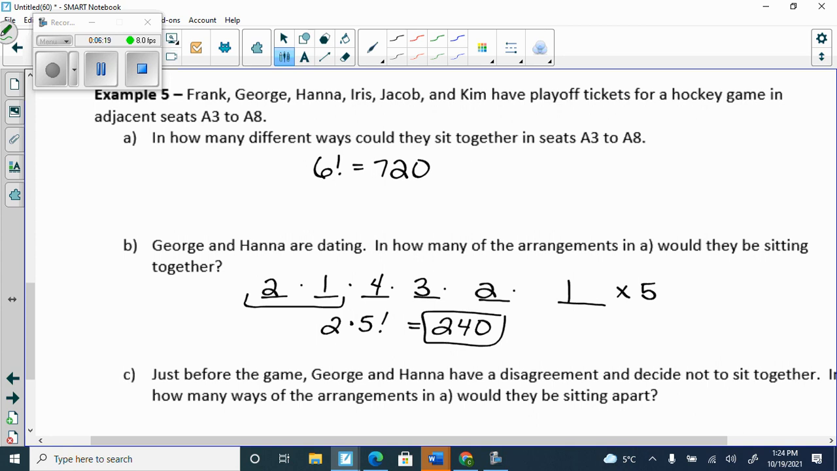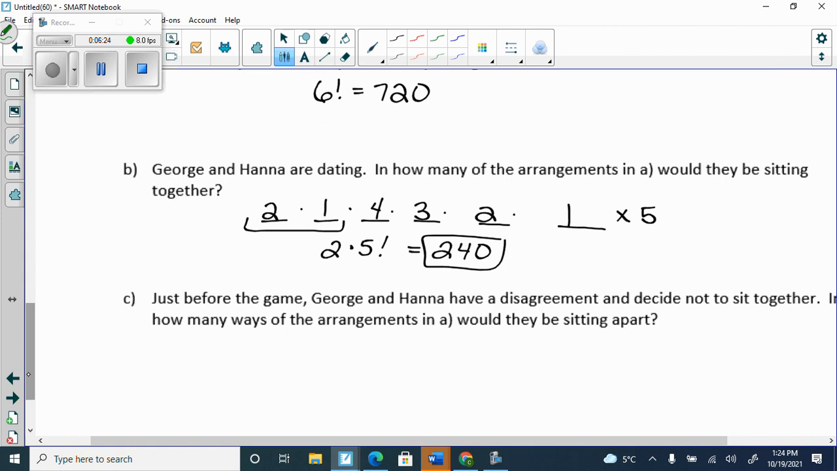240. So quite a few less. Correct? Okay. Steve says, just before the game, George and Hannah have a disagreement. They're like, I hate you. I'm just kidding. It's not that bad. But they still decide they don't want to sit together. You know, they're fighting. Fighting words.